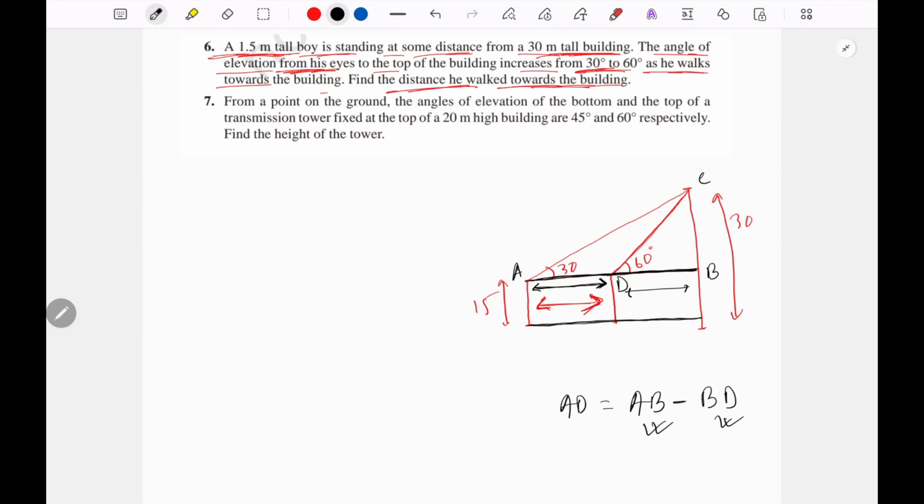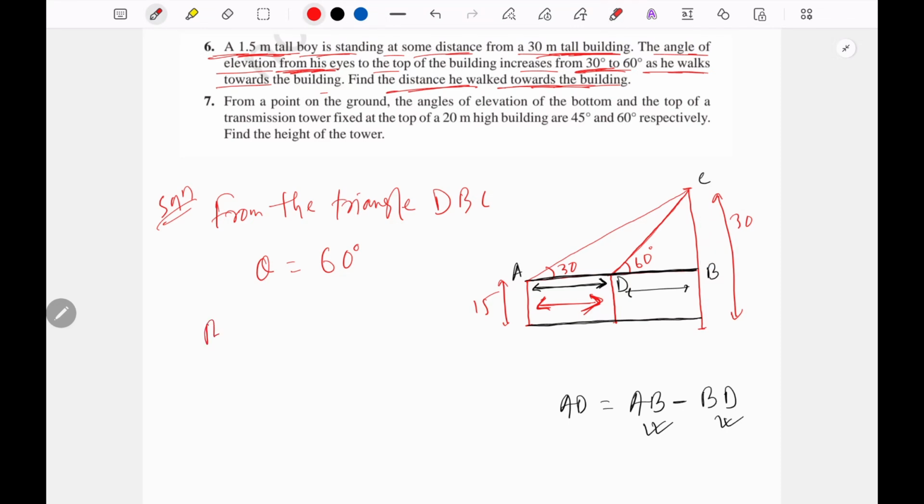So how can we calculate this BD? This BD we can calculate from this triangle BCD, from the triangle CBD. So you write here, solution: from the triangle CBD or DBC, from the triangle DBC, theta is equal to how much? 60 degrees. See here, from this triangle theta is 60 degrees, and we will find this length BC.